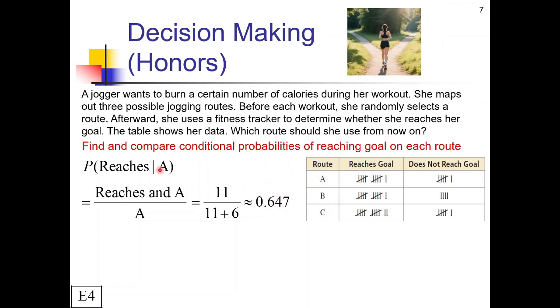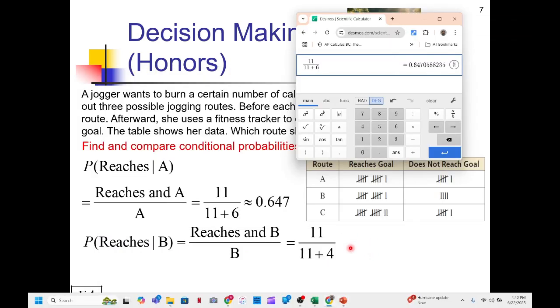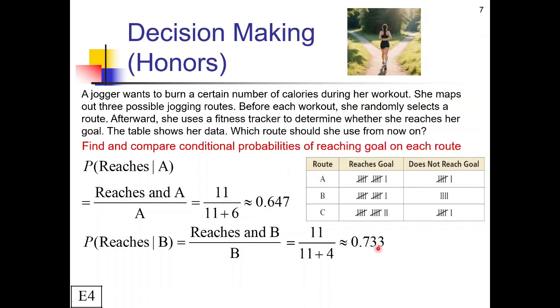Can we do better? Let's try B. So probability of reaching the goal given that we're going on route B. So that's going to be reaching and B divided by B. So reaching and B is this 11 right here. And the whole row B is 11 plus 4. Let's plug that in. So we just have 11 still over 11 plus 4. The 11 was the same number of times reaching the goal in each of these routes. This time around, though, we had a 0.733 conditional chance on route B. So even though we had the same number of times reaching the goal, it turns out B had a better percentage.